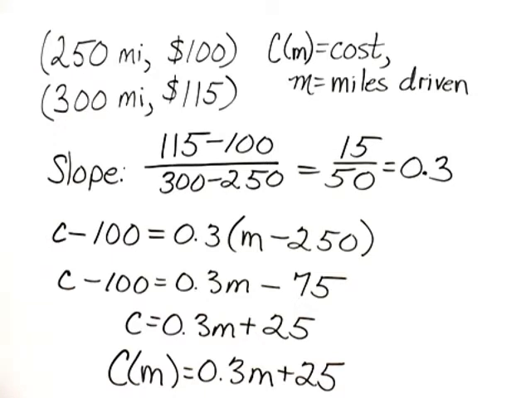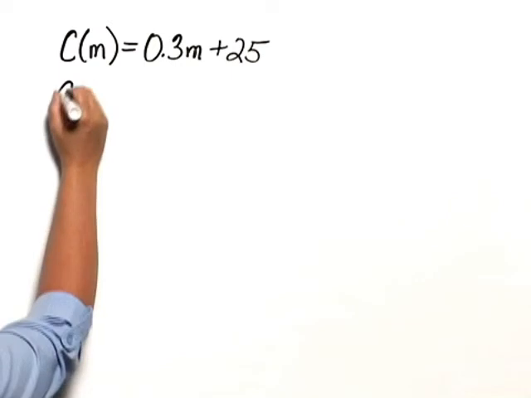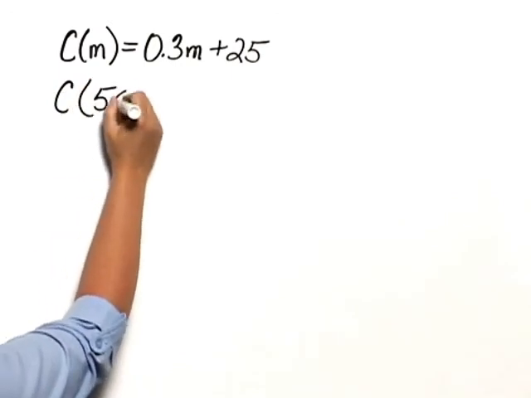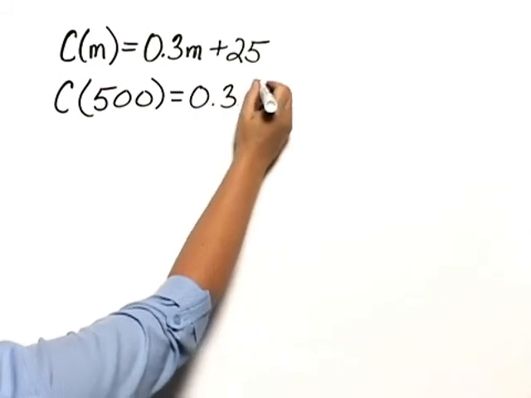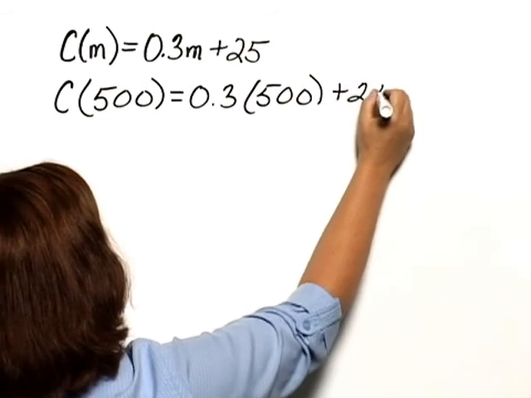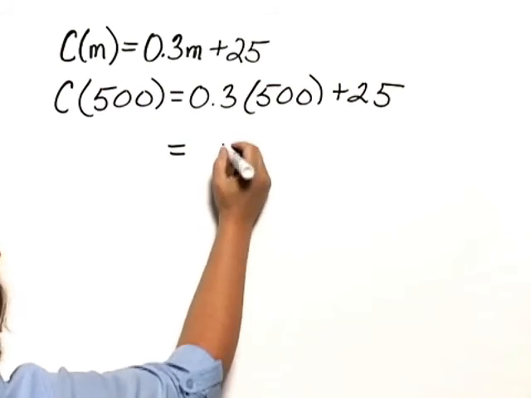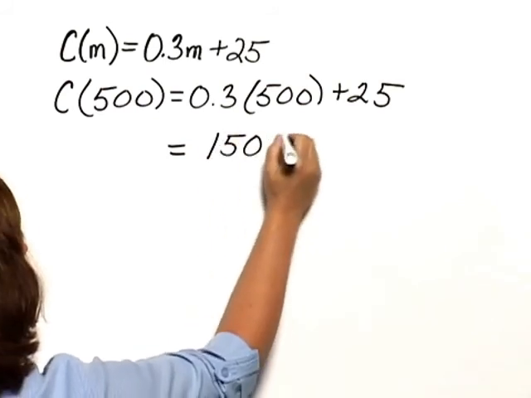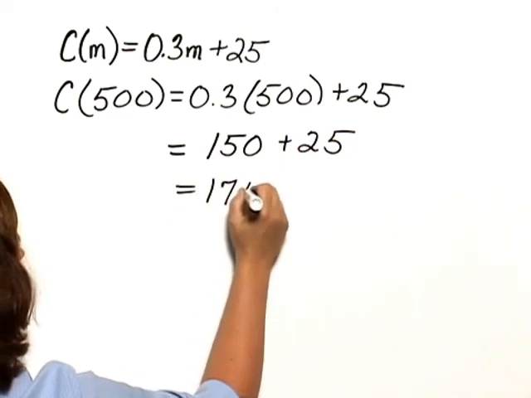Now let's use this linear function to find the cost if we drive 500 miles. That would be C of 500 equals 0.3 times 500 plus 25. So that would be 0.3 times 500 is 150 plus 25, or 175.